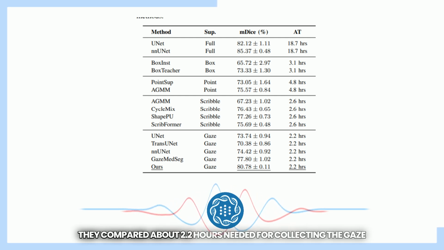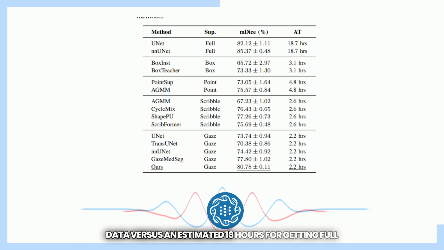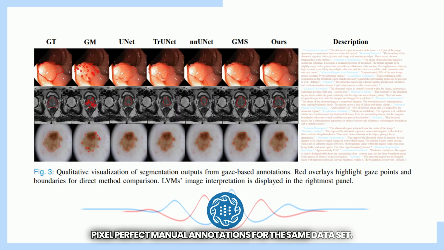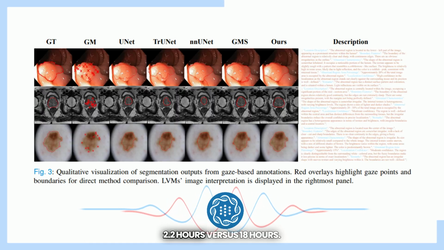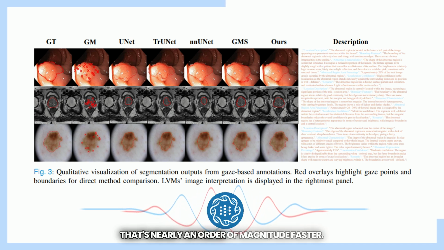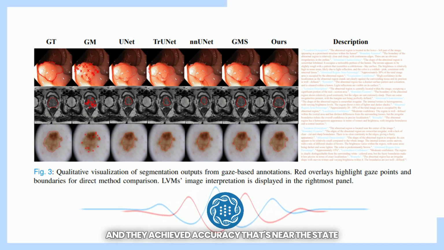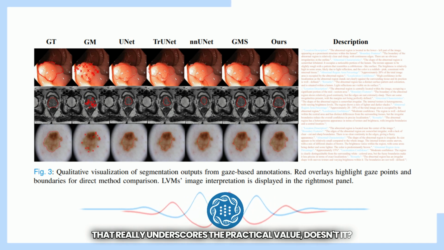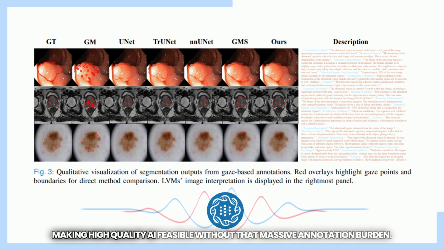They compared about 2.2 hours needed for collecting the gaze data versus an estimated 18 hours for getting full, pixel-perfect manual annotations for the same dataset. Wow, 2.2 hours versus 18 hours. That's nearly an order of magnitude faster. It's enormous, and they achieved accuracy that's near the state-of-the-art obtained with full supervision. That really underscores the practical value, doesn't it? Making high-quality AI feasible without that massive annotation burden.